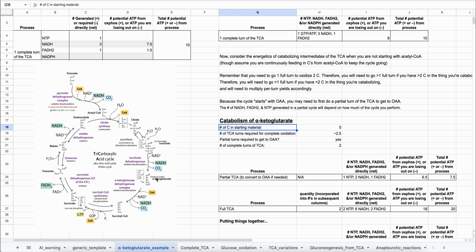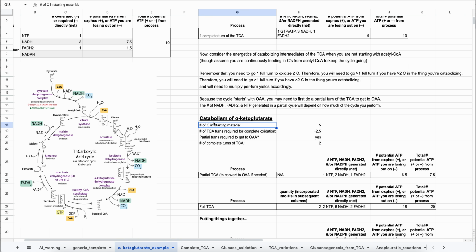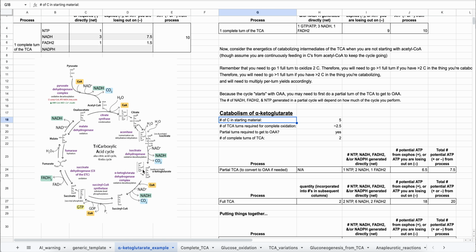So for any intermediate, the first step is to identify the number of carbons that you have, and therefore that you need to get rid of as CO2, remembering that you're going to lose 2 per turn of the cycle. In our example, we're starting with alpha-ketoglutarate. With alpha-ketoglutarate, we can see that we have 5 carbons, 1, 2, 3, 4, 5, so we know that we're going to need about 2.5 turns of the cycle. We're going to need a partial turn in order to get to oxaloacetate, and then when we have oxaloacetate, we have 4 carbons left over, we're going to need 2 turns of the cycle.